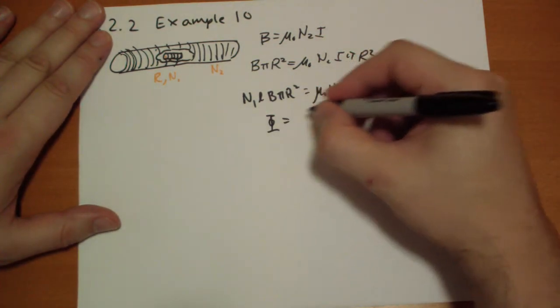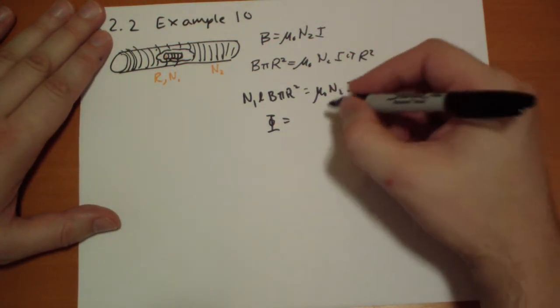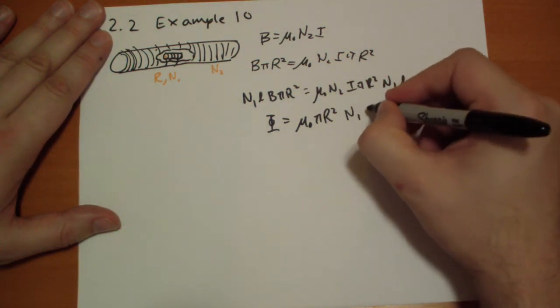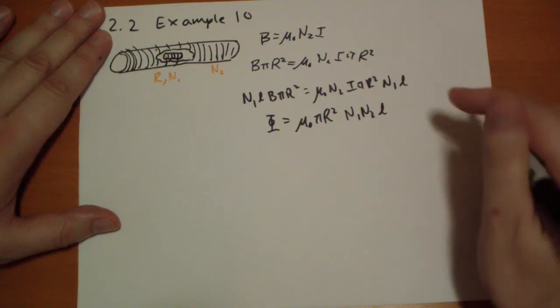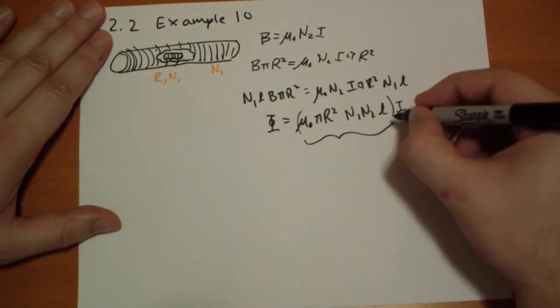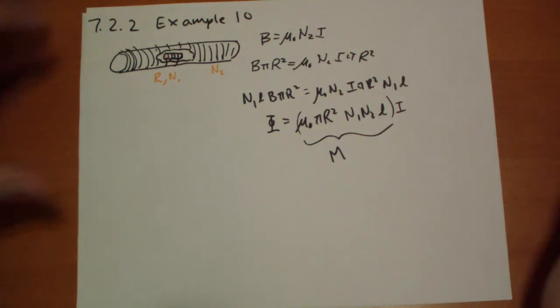Okay, and it equals all that stuff on the right side. So let's try to break it out. So we have mu naught pi r squared, and we have N1 and N2 and the length, and then the current. Okay, so this bit right here is the mutual inductance M.